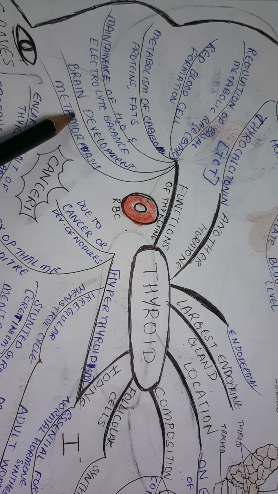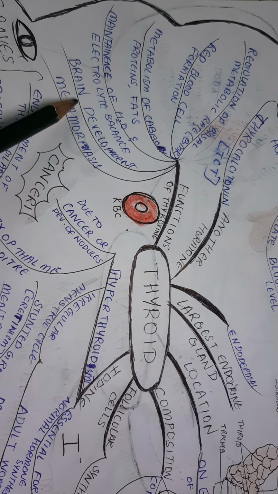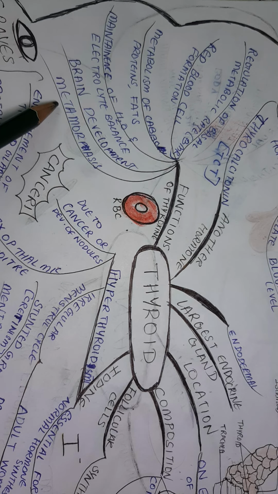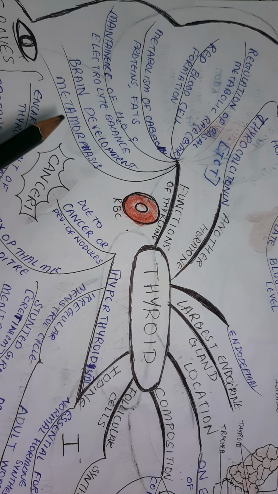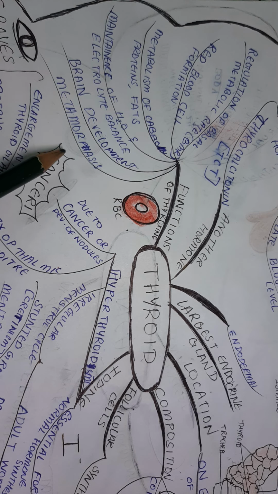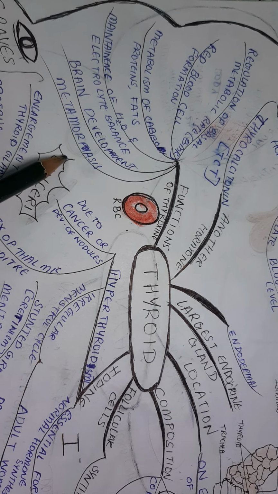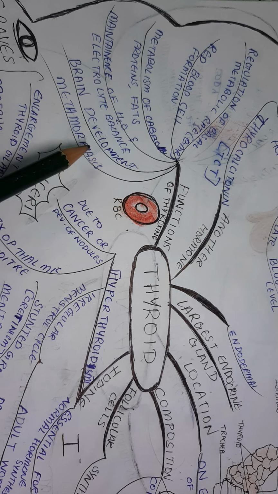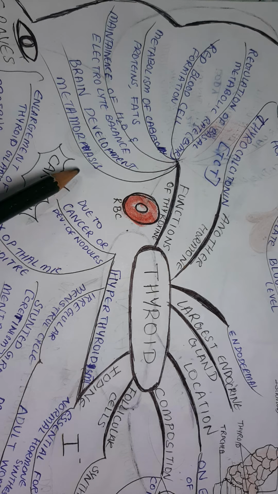This hormone thyroxine is also responsible for brain development, and in invertebrates sometimes we have metamorphosis, which means the formation of simple to complex. Like in the frog example, a tadpole develops into a frog. This process is known as metamorphosis. So thyroxine hormone is also responsible for metamorphosis.